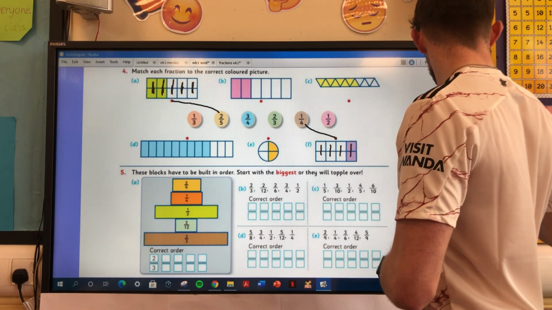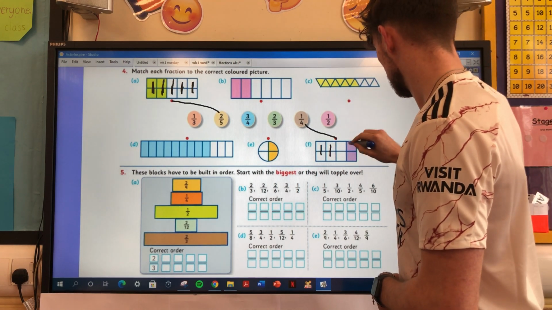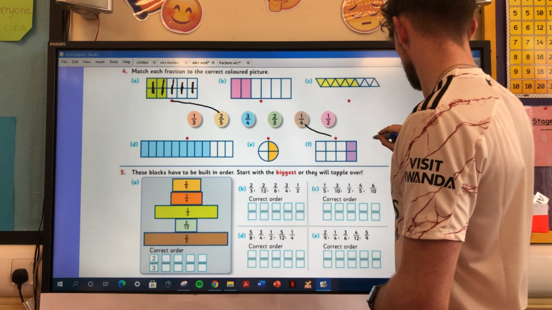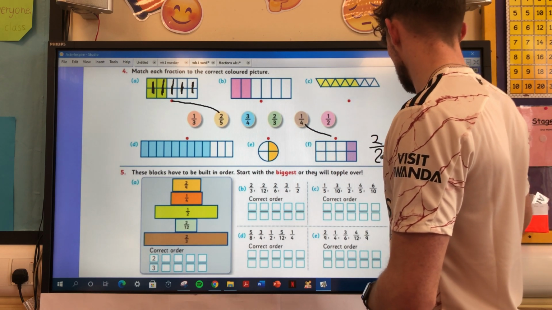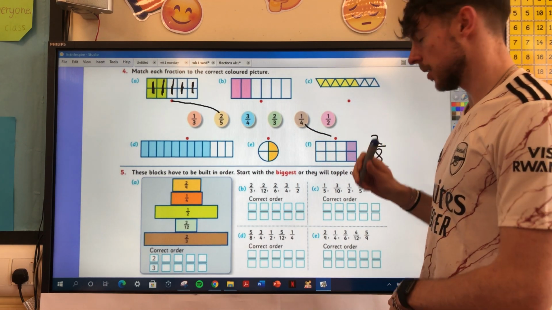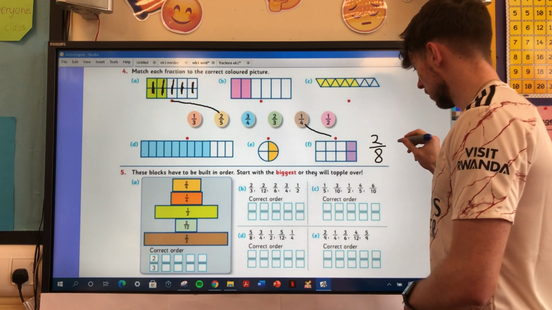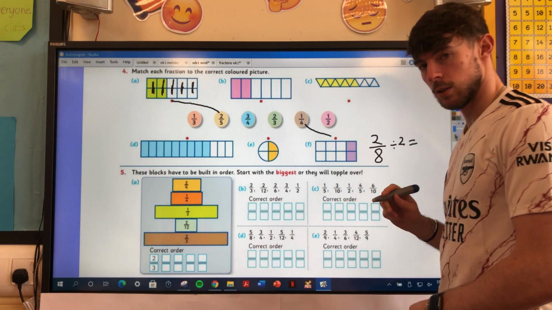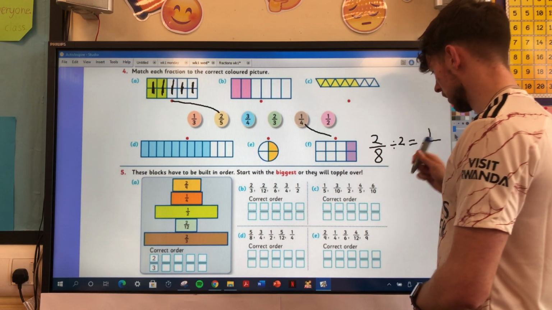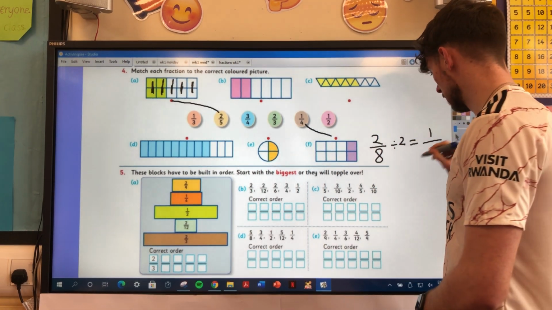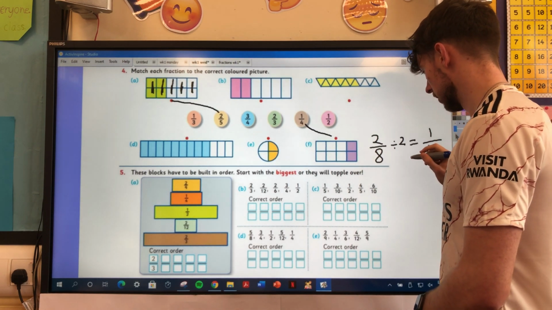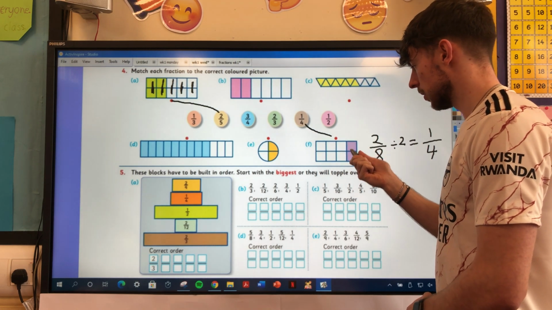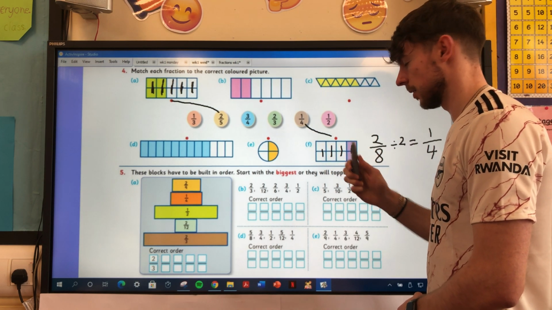Now if we go back, it's still 2 over 8. If we divide both of these by 2, what do we get? 2 divided by 2 is 1. 8 divided by 2 is 4. So that's still our answer, but we just use the vertical stripe method to make it easier for ourselves, okay?